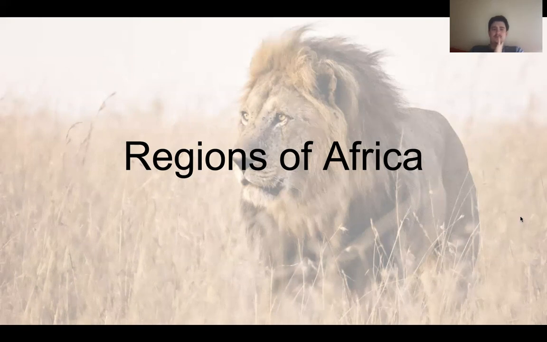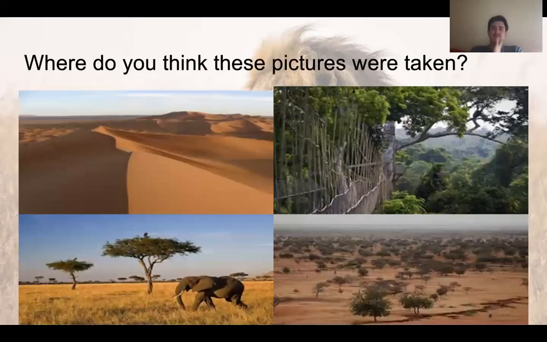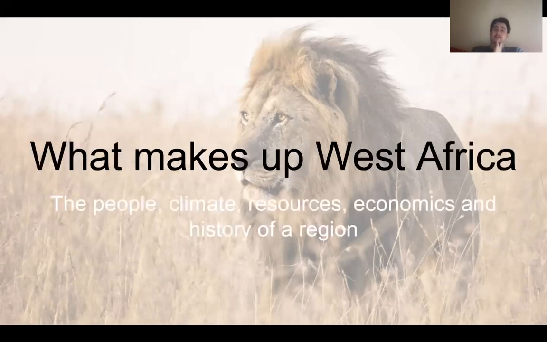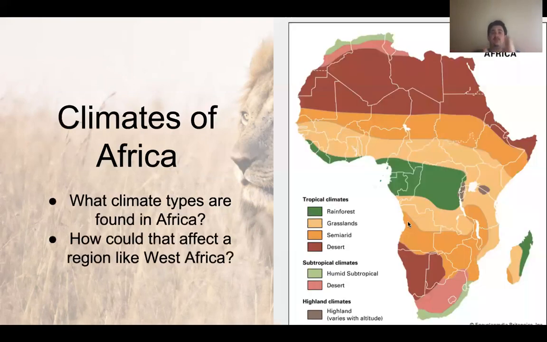So our first region, and the one that all four of these pictures come from, is actually going to be West Africa. So we are going to look at the people, the climate, resources, economics, and history of the West African region over the next probably week or two. So we're going to start by looking at the climate of West Africa.